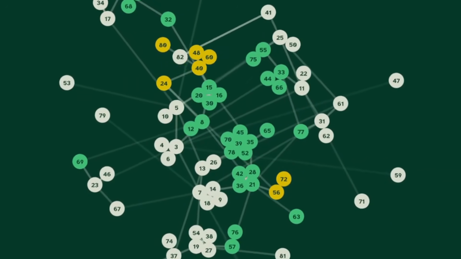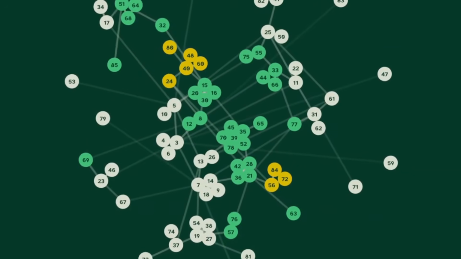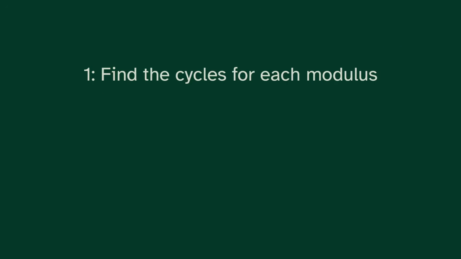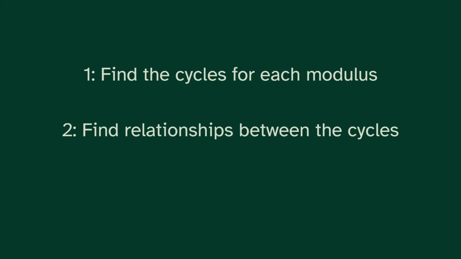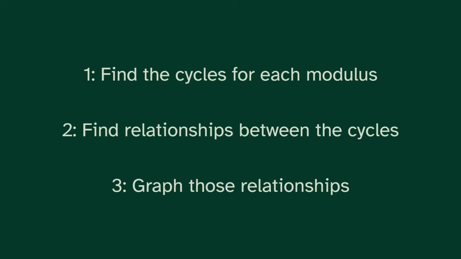In order to do this, the program needs 3 steps. First, find the cycles for each modulus. Second, find the relationships between the cycles. And third, graph those relationships. So let's start with the first. I covered this in depth in my previous video, so let's summarize with an example.